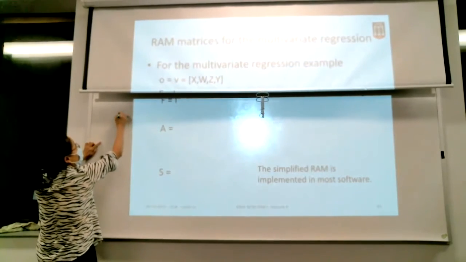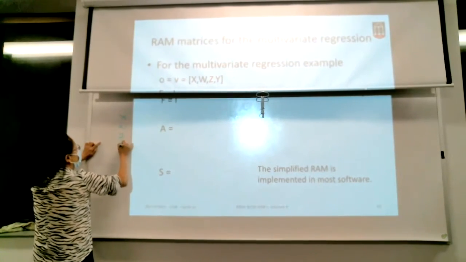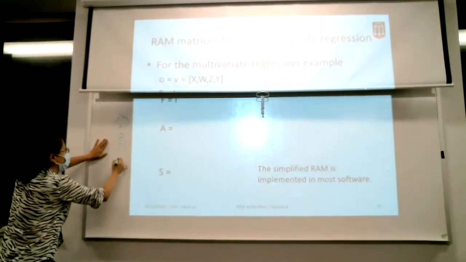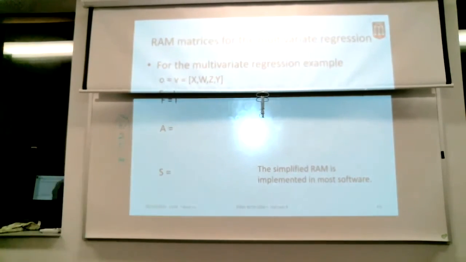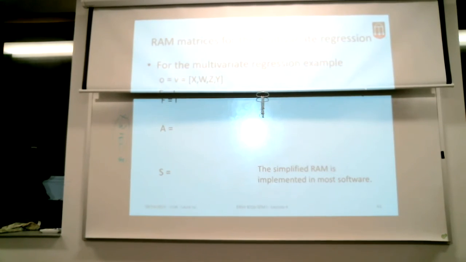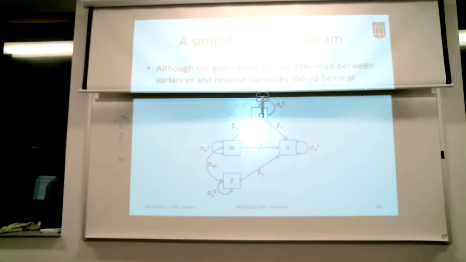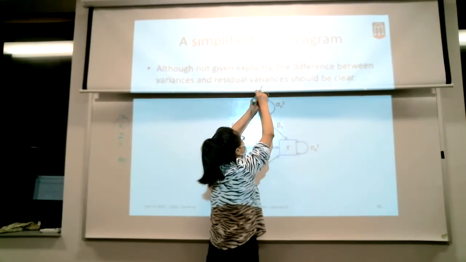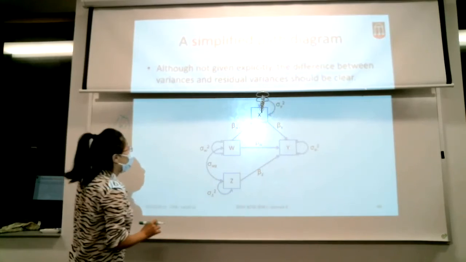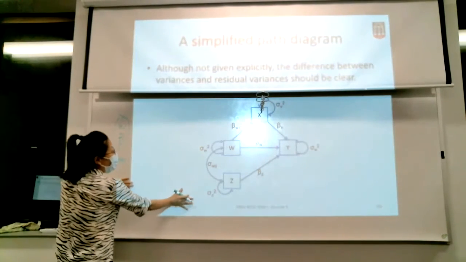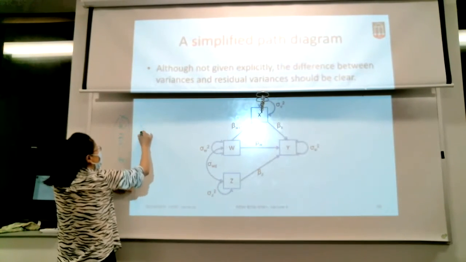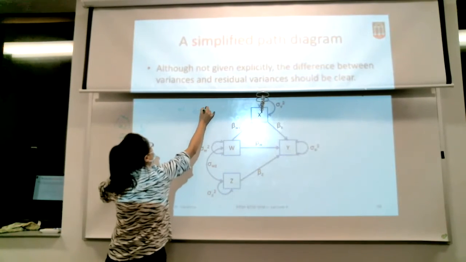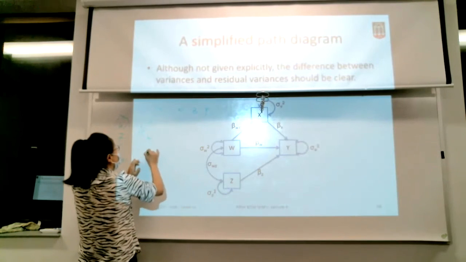The observed variables are x, w, z, y. This is the observed variable vector, 4 by 1, four variables. By looking at this path diagram, let's figure out the A matrix. So we have x, w, z, y by x, w, z, y.